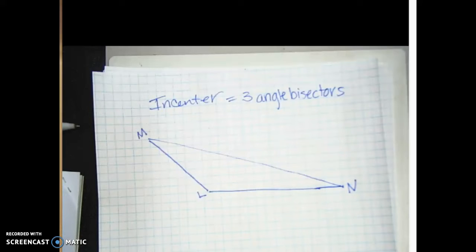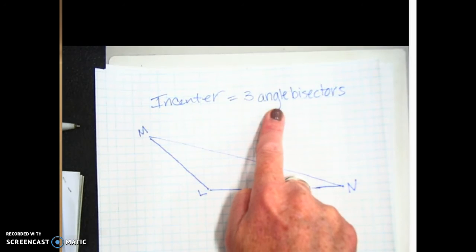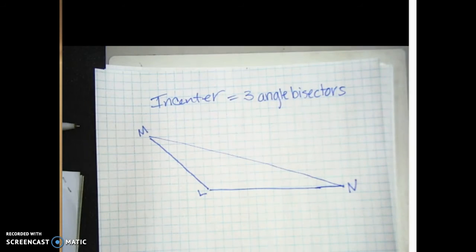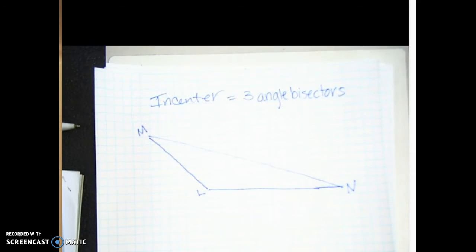Now we're going to talk about the in-center. The in-center is going to be when you have 3 angle bisectors. The circumcenter was when you had 3 perpendicular bisectors. This one's going to be when you have 3 angle bisectors.